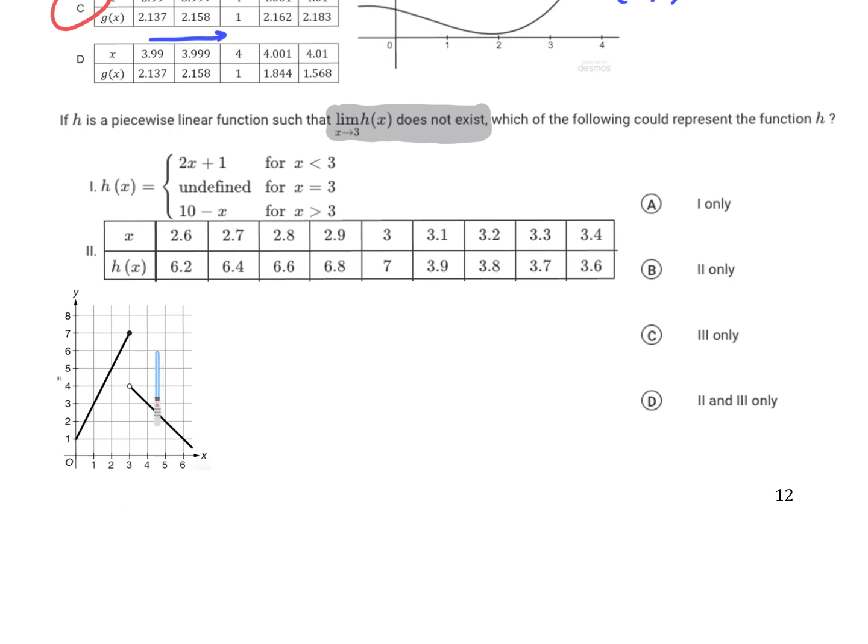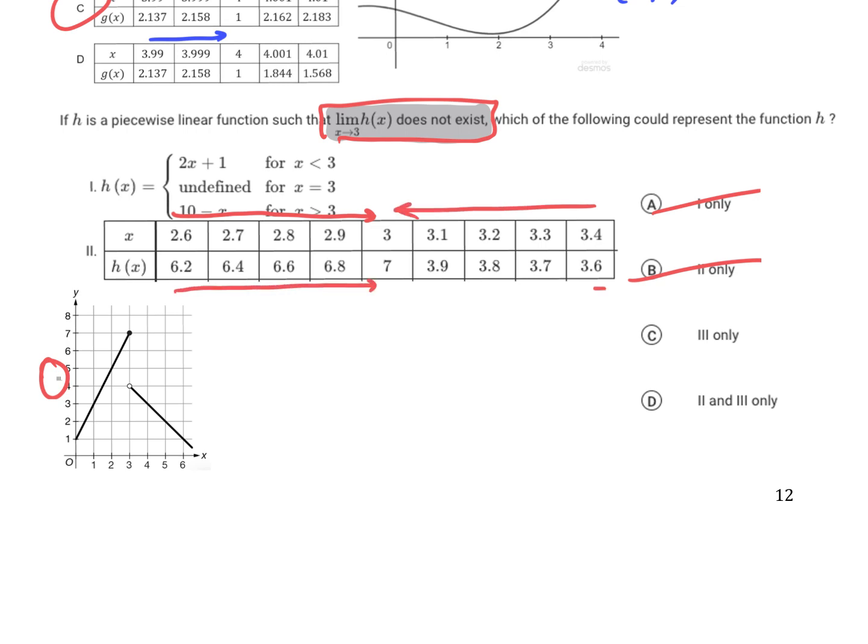So let's start with the graph. As x approaches 3, does that limit exist? No. So do we want that? Is that an answer? Yeah, which I think is a little misleading, right? So 3, the limit does not exist. I think 3 is a good one. How about option 2? As x approaches 3, do you think that my limit does not exist?